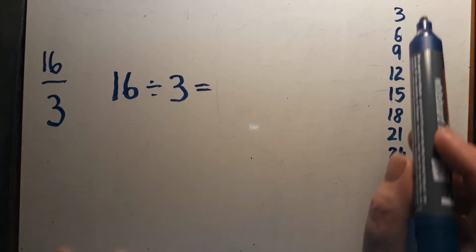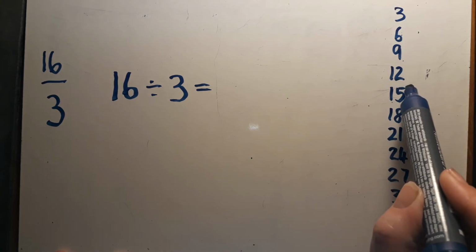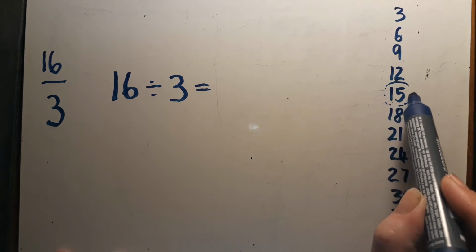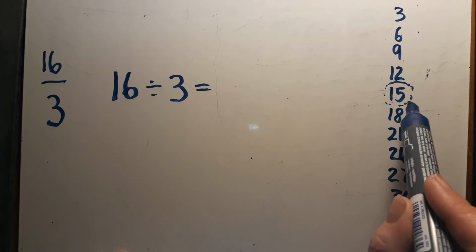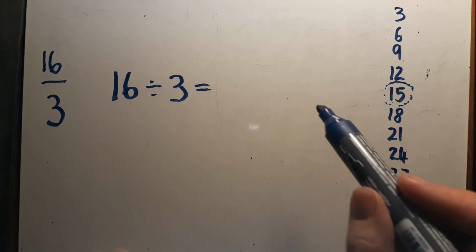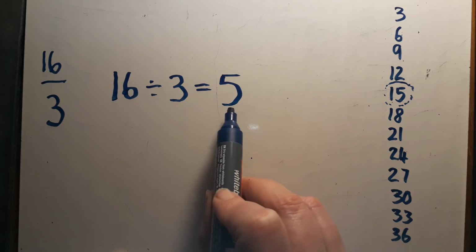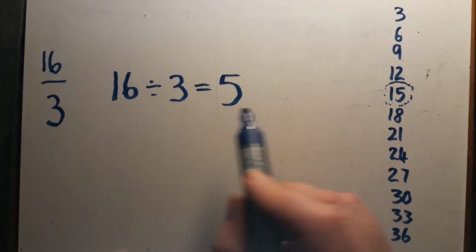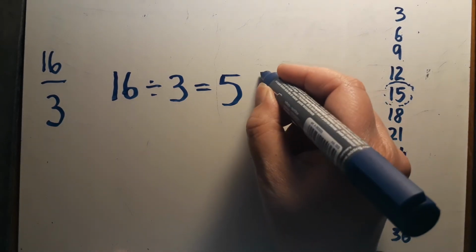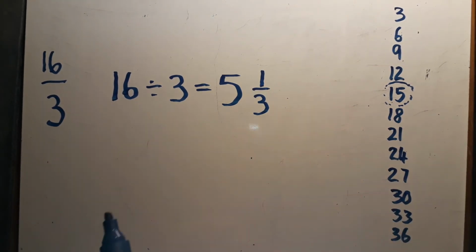So I come down my splat box. How many 3s are there in 16? I'm looking for my multiple of 3 that is closest but less than 16. So that's 5 3s are 15. So I can have 5. And the amount I was dividing with, 1 remaining, and that 1 remaining this time we're going to write as a fraction of the whole. Okay, alright, so we'll do another one.